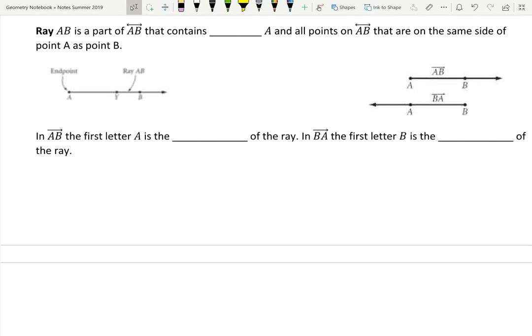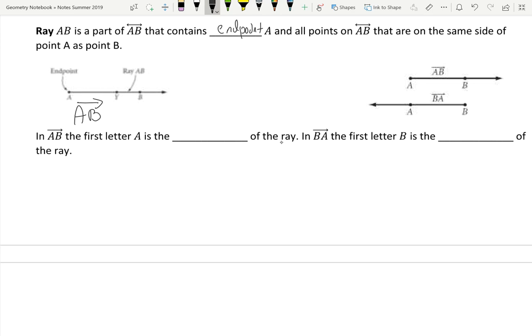Next we have rays. So a ray, such as ray AB, is a part of a line that contains the endpoint A and all points on AB that are on the same side of A as point B. In other words, down here, this is an example of a ray. We'll call it AB. And A, in this case, is the endpoint of the ray. And B is any point to the right of it.